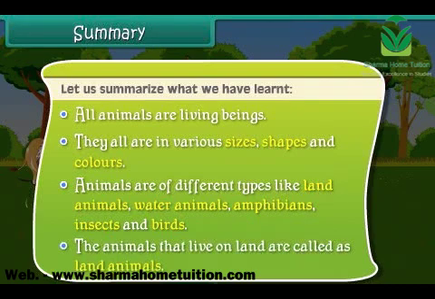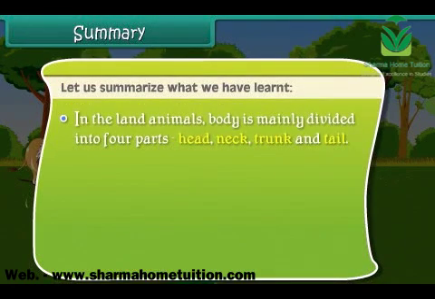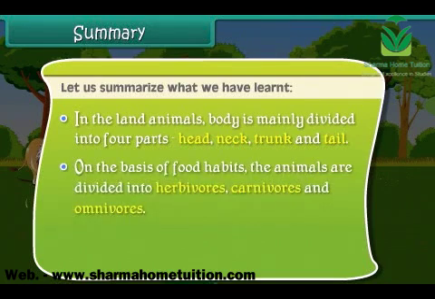The animals that live on land are called as land animals. In the land animals, body is mainly divided into 4 parts: head, neck, trunk, and tail. On the basis of food habits, the animals are divided into herbivores, carnivores, and omnivores.